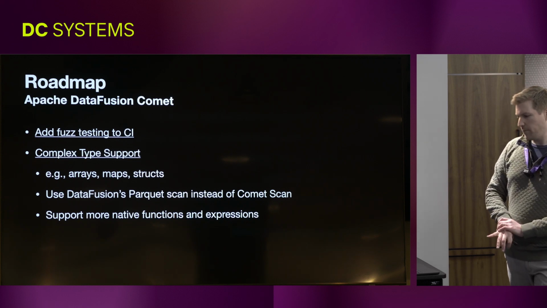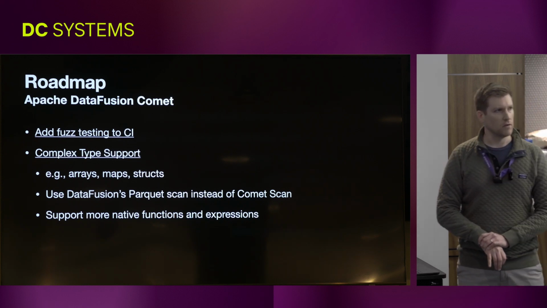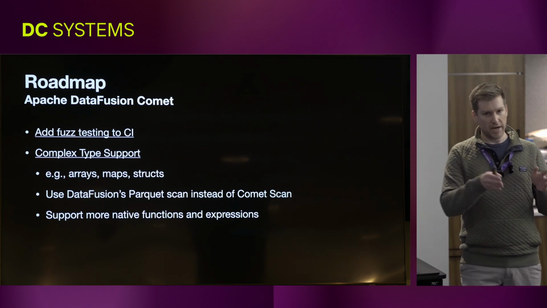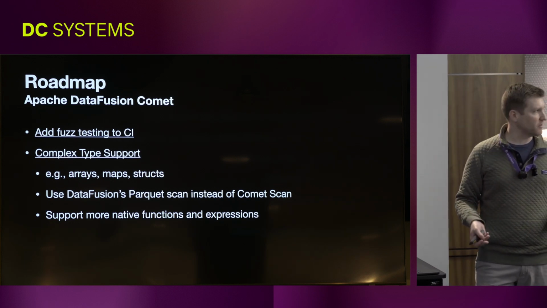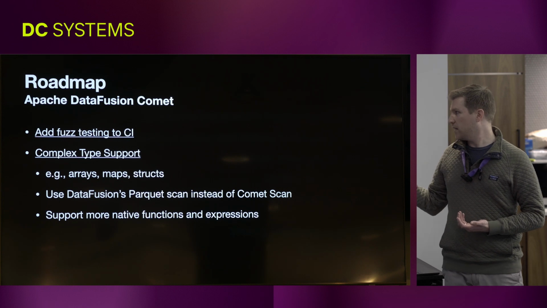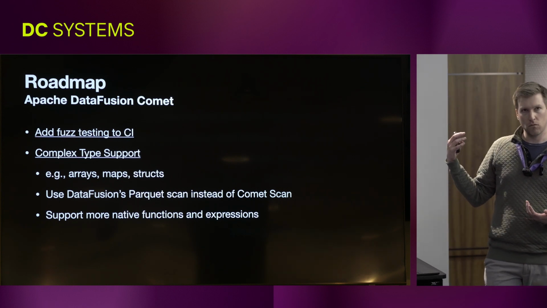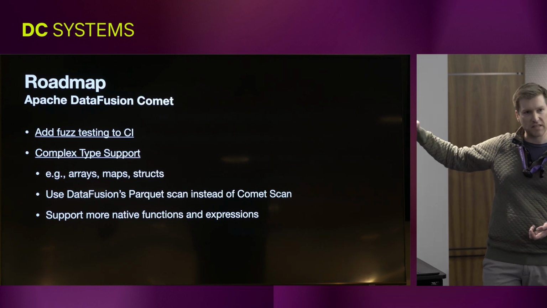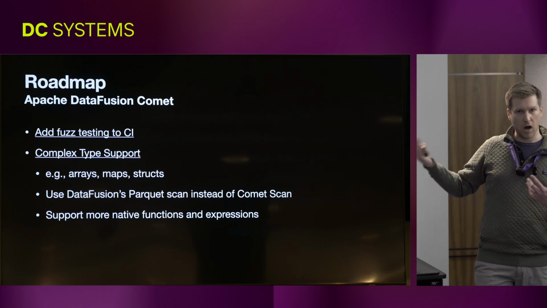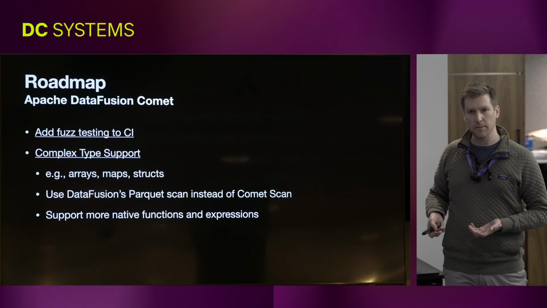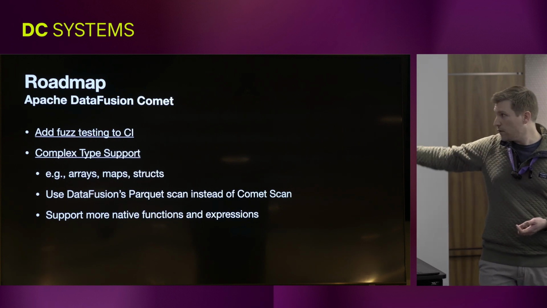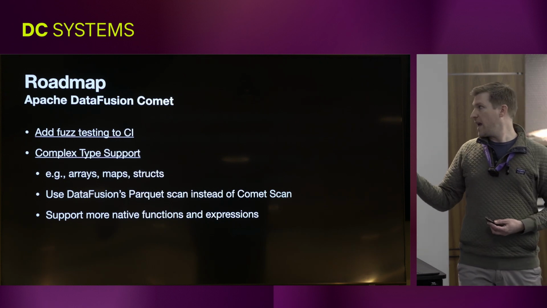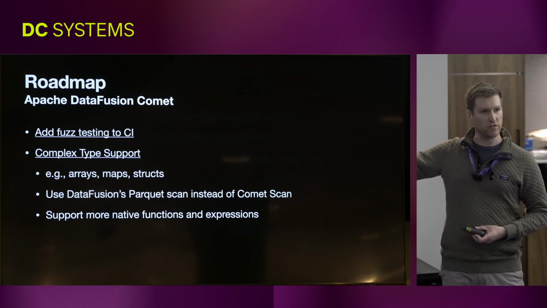We're adding complex type support. What that means is things like arrays, structs, and maps embedded in people's data types. This is becoming increasingly common. We need to be able to support that in Comet. Right now, we have our own implementation of a scan. If you're reading a Parquet file, we have a Comet scan operator, but it doesn't support complex types. So we're extending the system to use DataFusion's Parquet reader, which already has complex type support. But then we're going to have to go in and add all the functions and expressions that you can do to complex types.